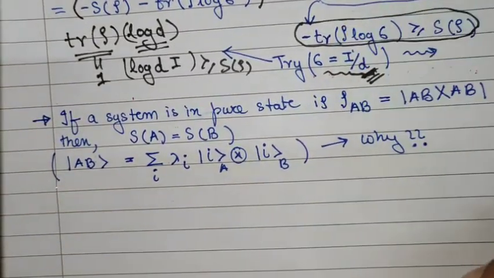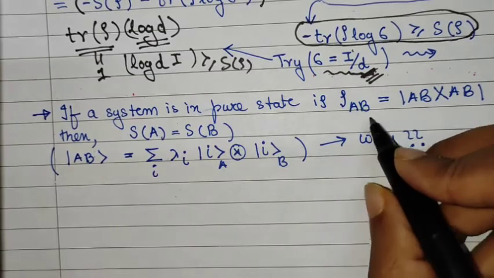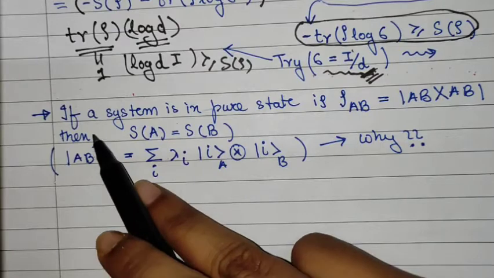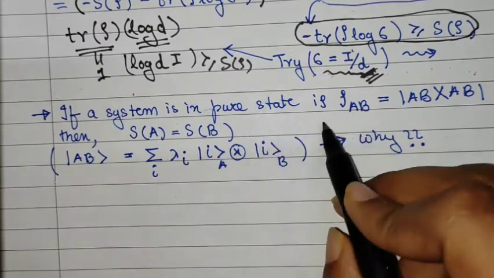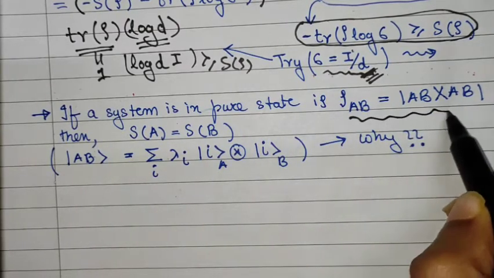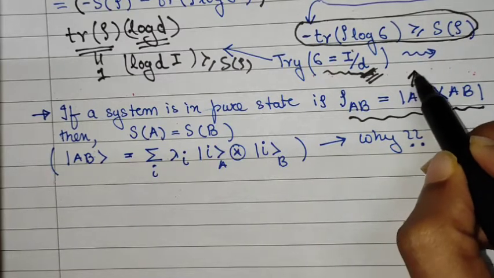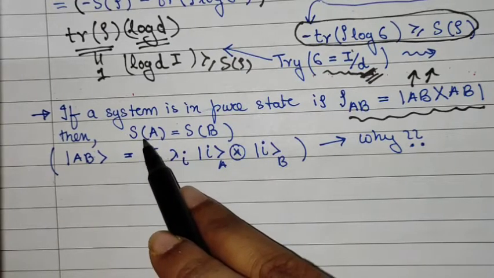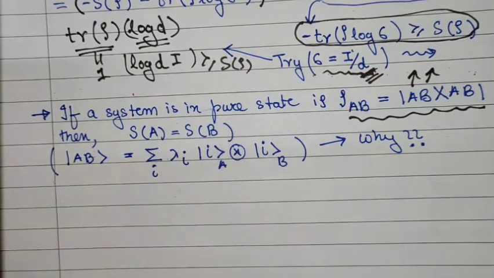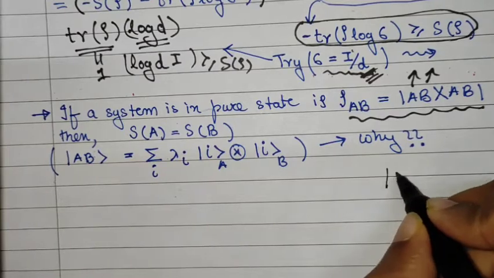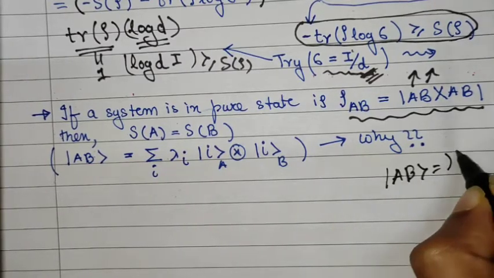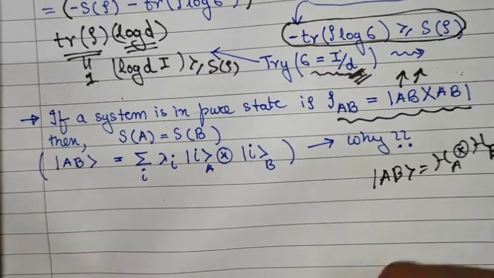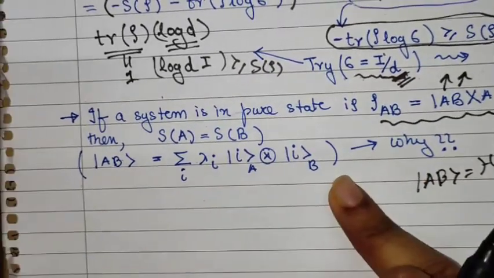Now let's look at one more property to get familiarized with this notion of von Neumann entropy. Given a system that is in a pure state, that is rho is of this form, now we have two subsystems, A and B. So we can see that S of A is equal to S of B. Here the state AB belongs to Hilbert space A tensor product Hilbert space B. Now why is this true? Let's see.